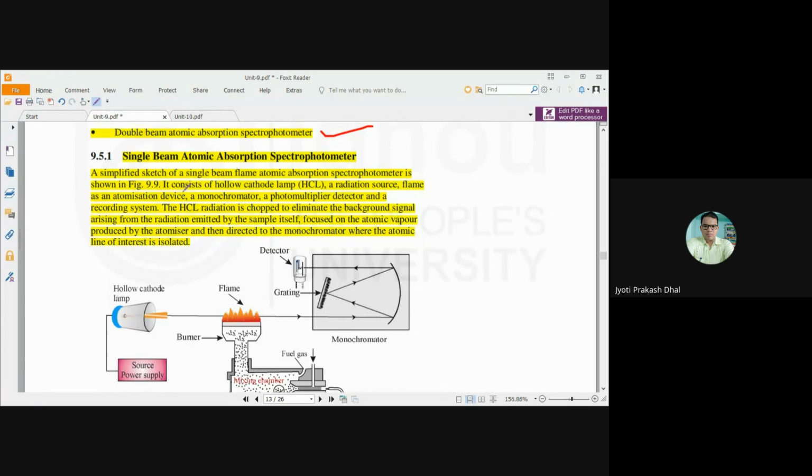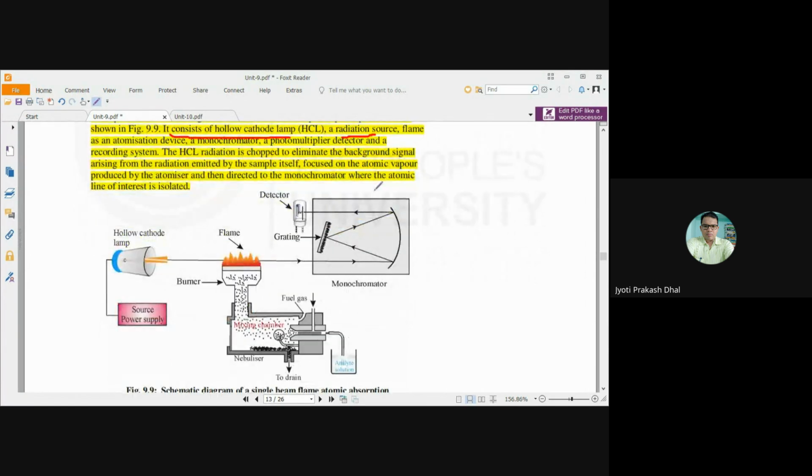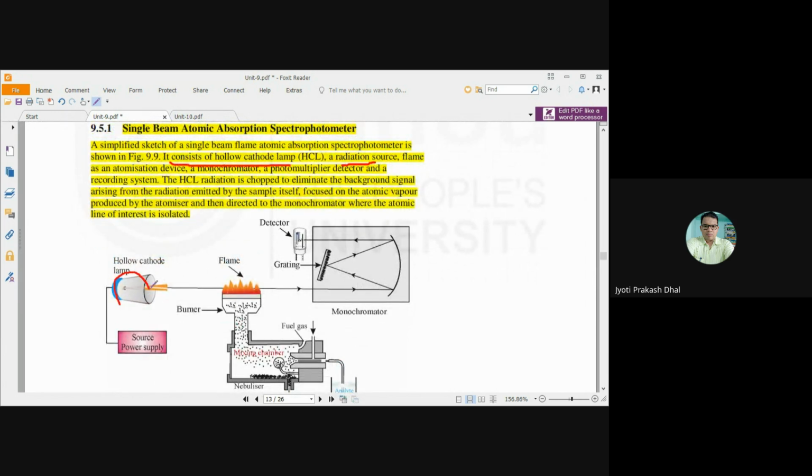It consists of a hollow cathode lamp, that is the HCL, a radiation source. Here this one is the hollow cathode lamp, that is the radiation source. A flame is used as an atomizer. The atomizer is the atomization device.